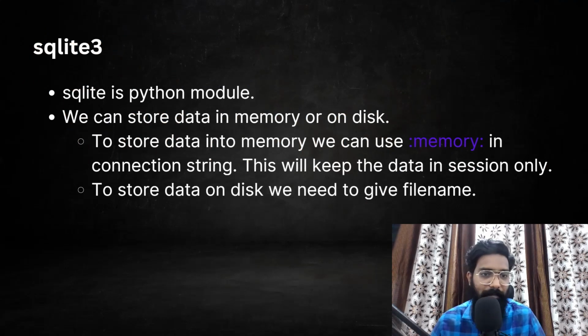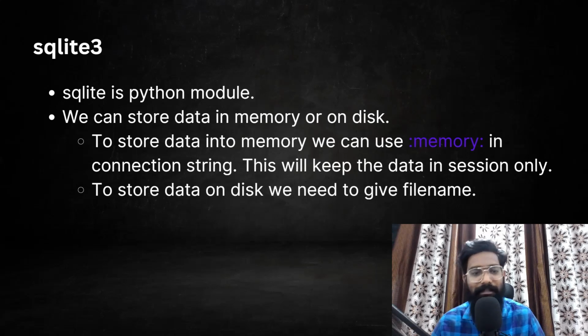SQLite3 is a built-in module in Python which helps us to communicate with the SQLite database. We can run all the operations on the SQLite database using the sqlite3 module, like insertion, deletion, updation, creation of tables, and so on. While doing these operations, we can make these changes in memory as well as on our disk.